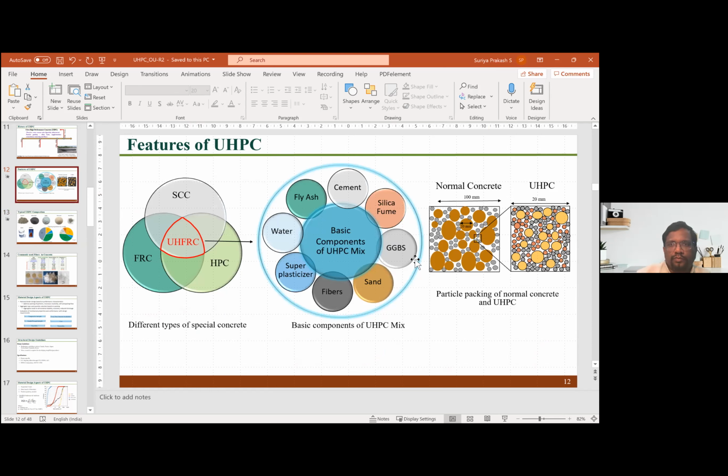Sir, one query we got from the participant. Size effect, sir. Will size effect come into effect? No, because this is a material study.